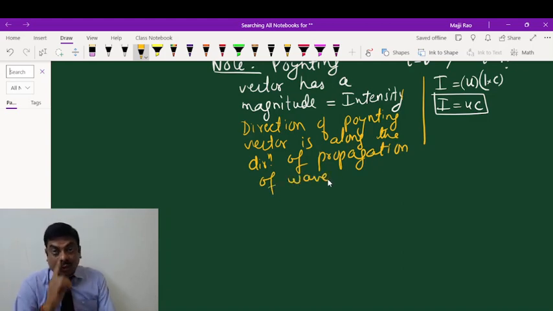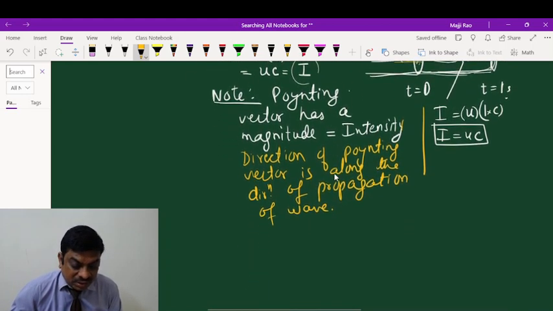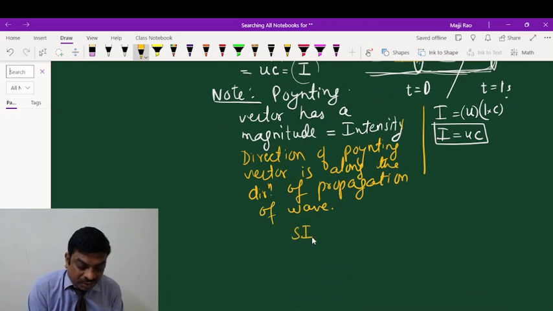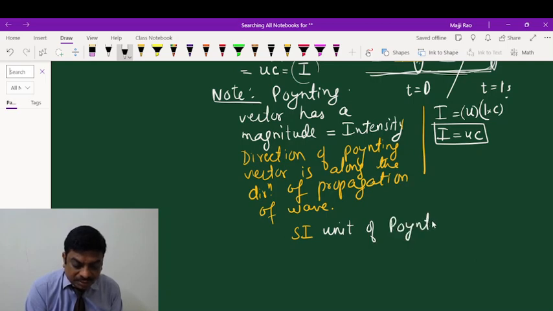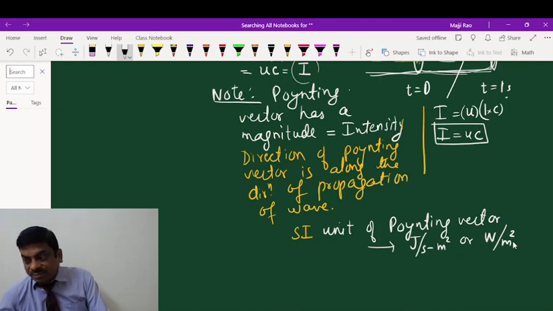Okay. So this is how we define the Poynting vector. I hope the Poynting vector is clear, students. So what will be the SI unit of the Poynting vector? Same as intensity. So the SI unit of the Poynting vector will be the same as that of intensity, which you can write as joule per second meter square, or you can simply write watt per meter square. Any one is okay.